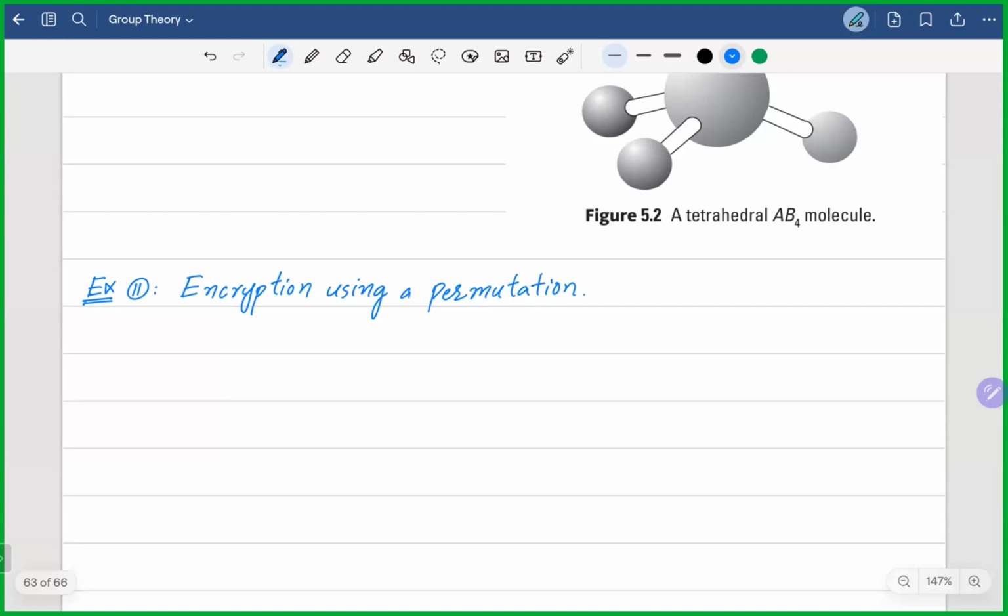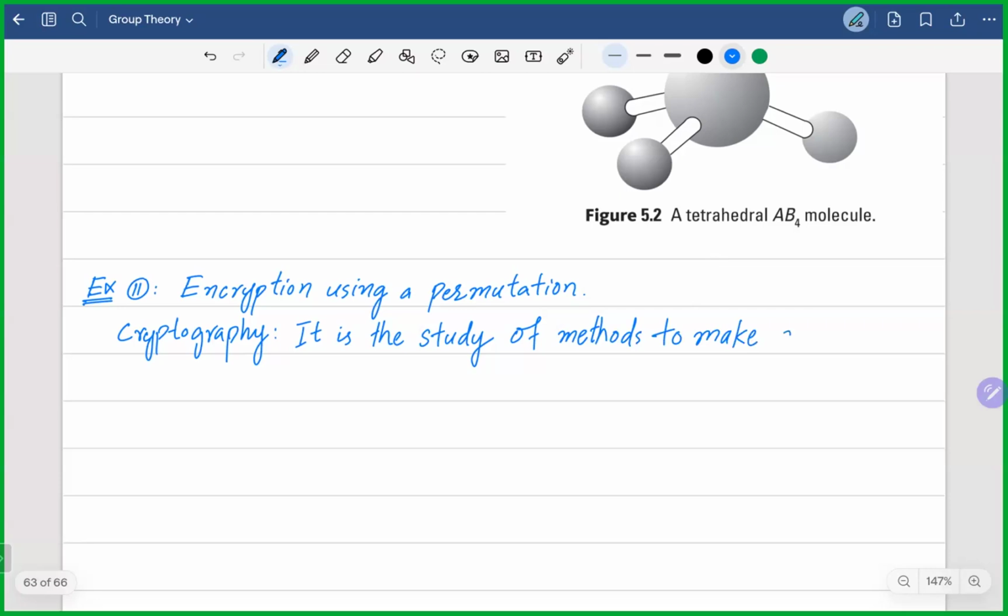Cryptography is the study of methods to make and break secret codes. Now, the process of coding information to prevent unauthorized use is called encryption.